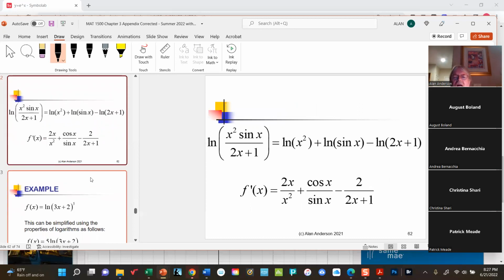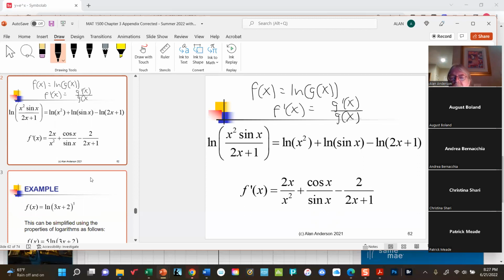So we apply the logarithmic properties. As you can see here, we've got log x squared plus log sine of x minus log of 2x plus 1. And now we can apply this rule very simply for each term, okay? And so for this one, if you think of this as g of x, g prime of x will simply be 2x. And so that ratio down here will be 2x over x squared. Remember, it's always g prime of x over g of x.